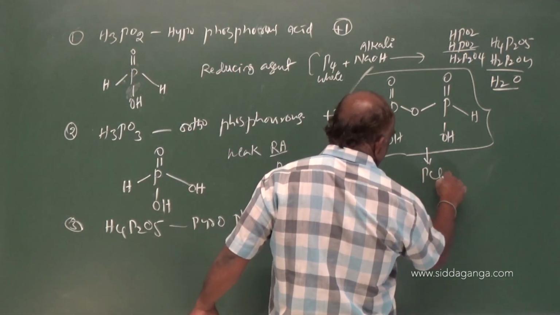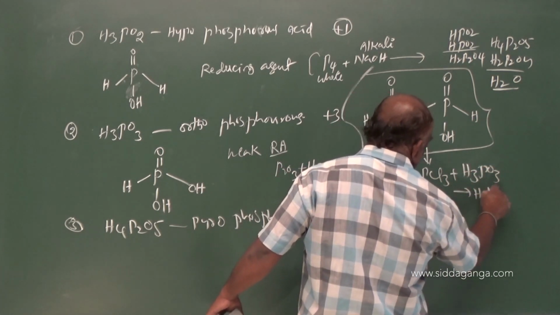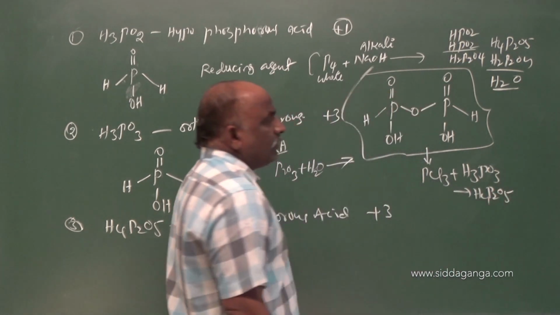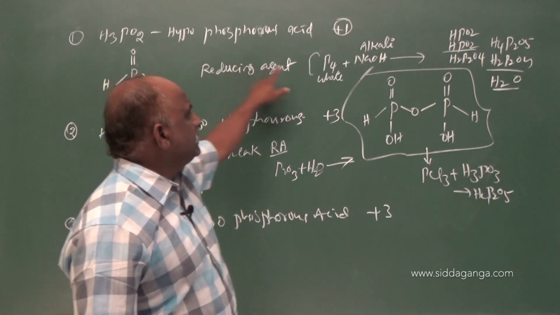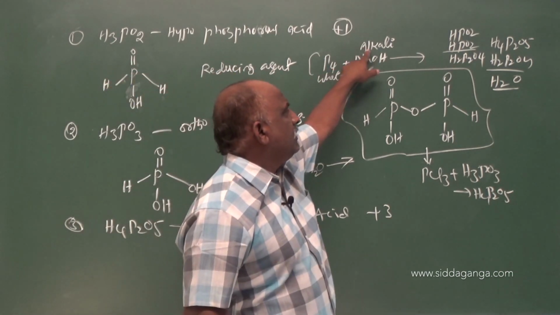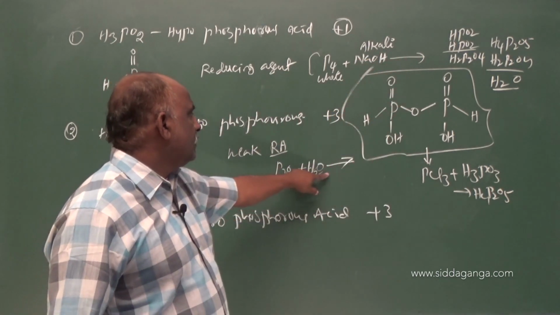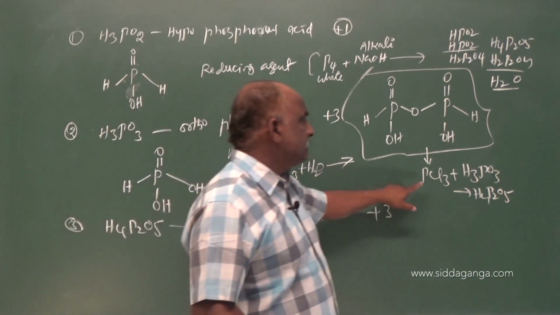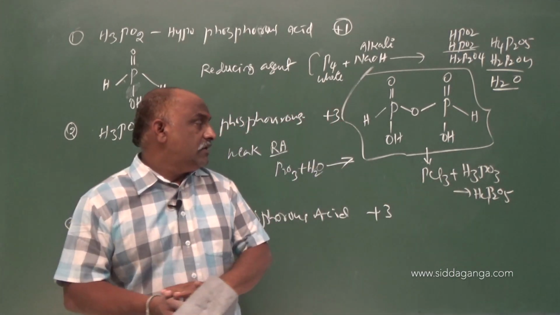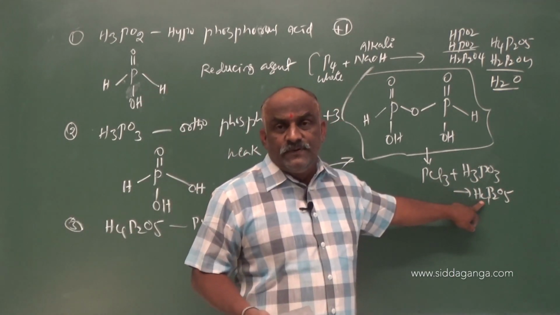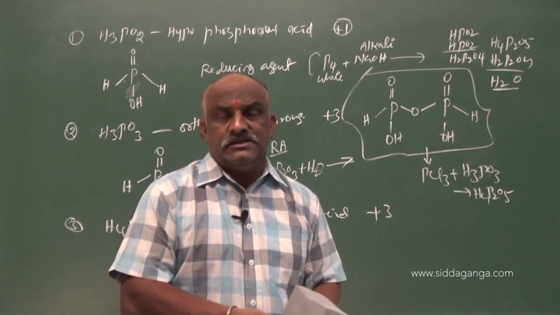How to prepare this compound: PCl3 treated with H3PO3 gives rise to H4P2O5, pyrophosphorus acid. Preparation of hypophosphorus acid: phosphorus plus NaOH or alkali gives hypophosphorus acid, and phosphorus trioxide dissolved in water gives orthophosphorus acid. Phosphorus trichloride dissolved in phosphorus acid gives rise to pyrophosphorus acid. So clear it is.